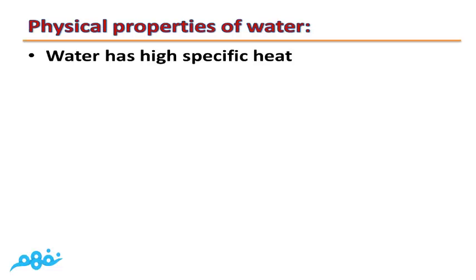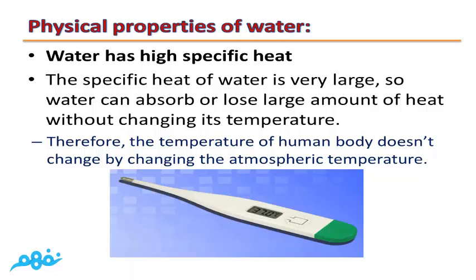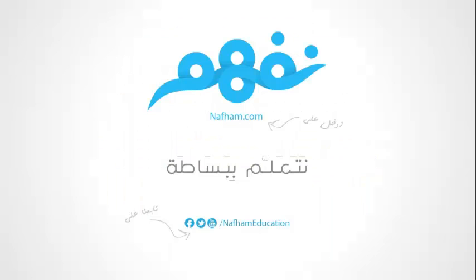Also, water has high specific heat. The specific heat of water is very large, so water can absorb or lose large amount of heat without changing its temperature. This is the reason why the temperature of the human body doesn't change by changing the atmospheric temperature. The human body's temperature is constant at 37 degrees Celsius.